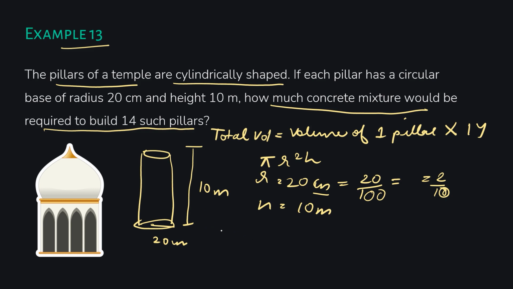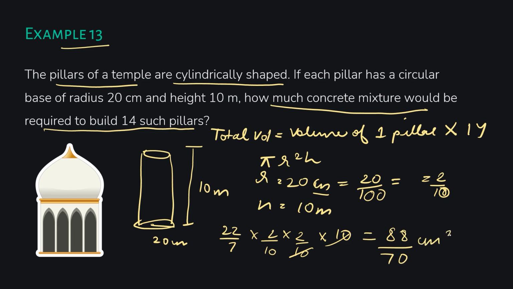So we'll do pi can be written as 22 by 7. Then we have our r, 2 into 2 upon 10 into 10, right? And we have our h. Now we'll cut it and then we'll do the calculation and it will come out to be 88 by 70 meter cube, not centimeter cube, right? Because we have converted each into meter. Now it is the volume of one cylinder.